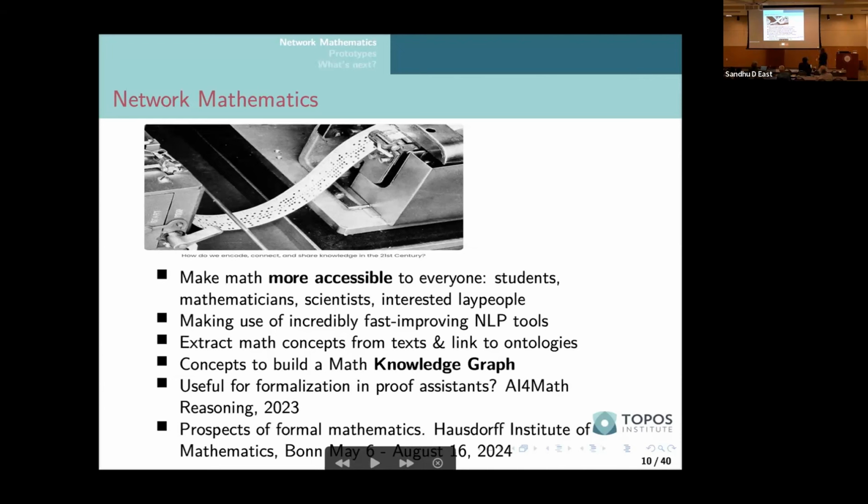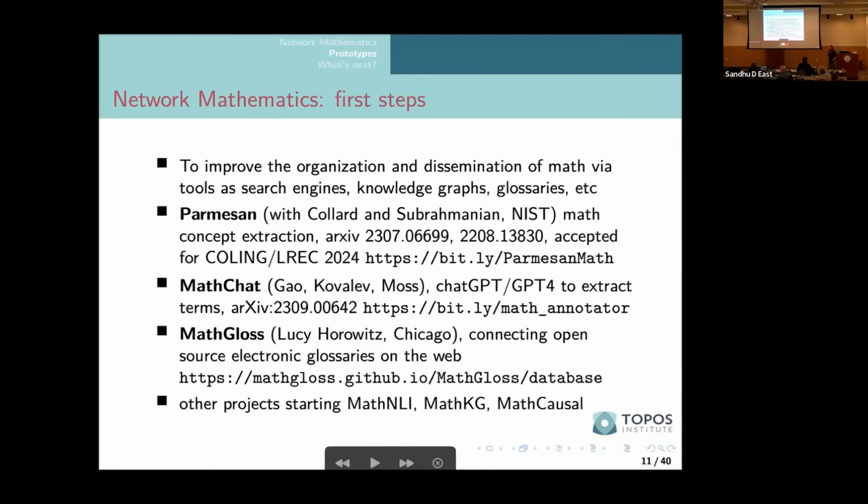So here is just this Prospects of Formal Mathematics, which is this Hausdorff Institute program that I'm co-organizing with Michael Kohlhaas, Kevin Buzzard, Jacques Carette, and Josef Urban. That started yesterday in Bonn and goes to August 16.